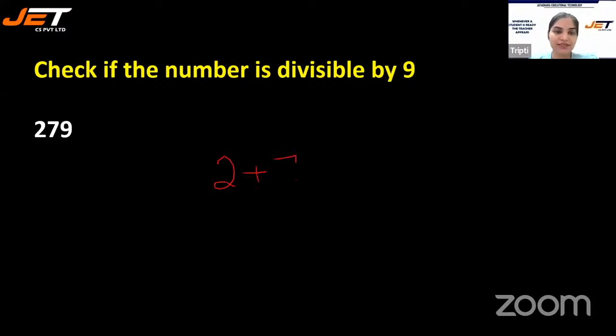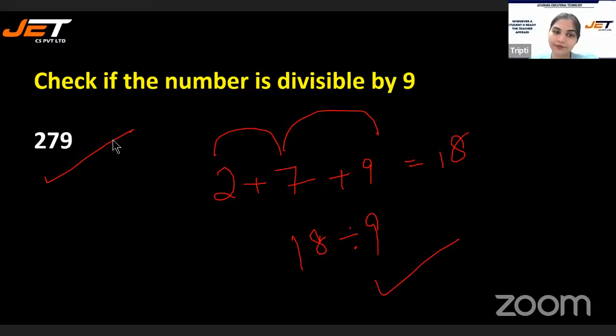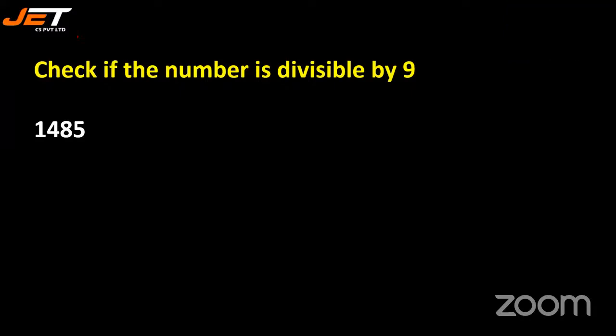279. 2 plus 7 plus 9. 7 plus 2 is 9. 9 plus 9 is 18. Is 18 divisible by 9? Yes, it is. That means 279 is also divisible by 9. Easy? Now we will do the next one. I want you to do this. Come on.